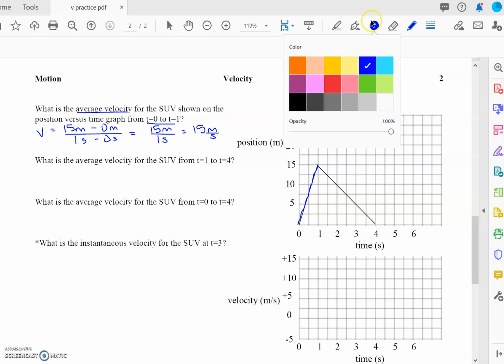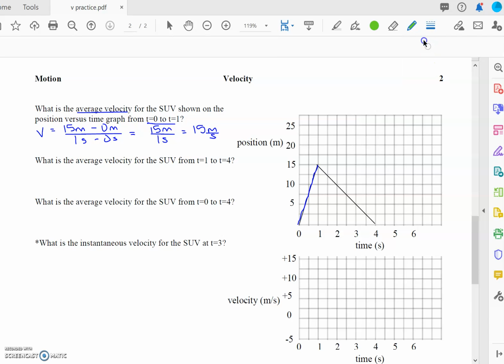I'm going to change colors here. Let's use the green. The next segment is from 1 to 4 seconds, highlighted in green. Now, when you look at that slope on the position time graph, you should think to yourself, well, that's a negative slope. So let's calculate the average velocity for that time and see if we actually get a negative value.